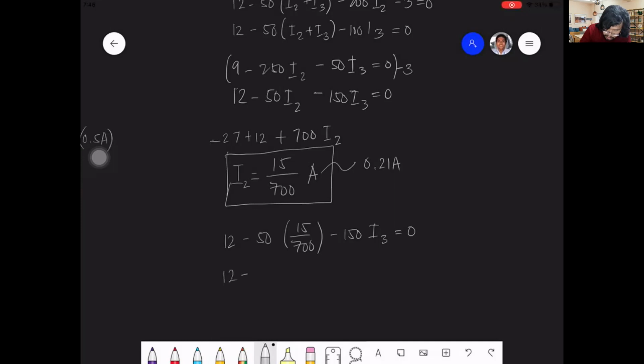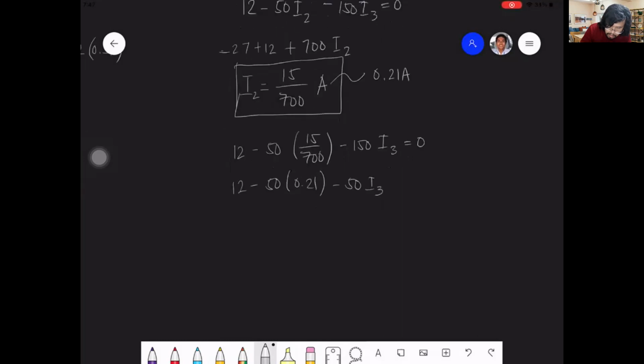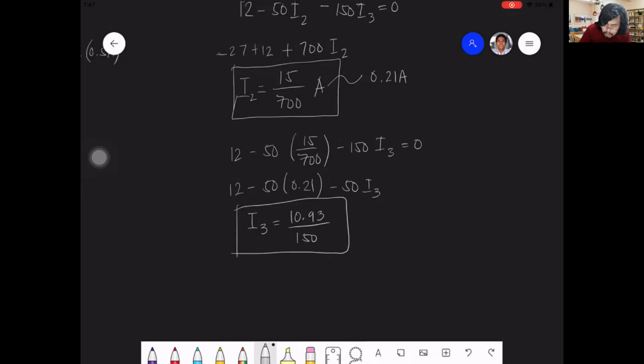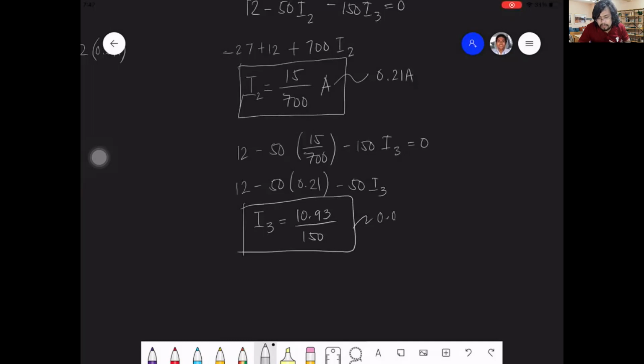And this becomes 12 minus 50 over 70. This is 8 times 0.21 minus 150 I3. I3 is equal to 10.93 over 150. Or this is 0.073 amperes.